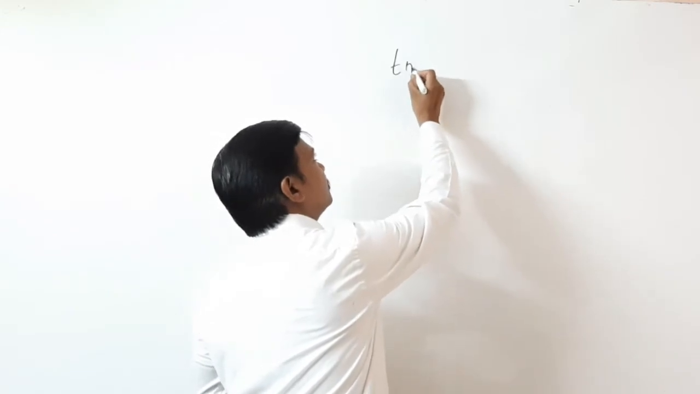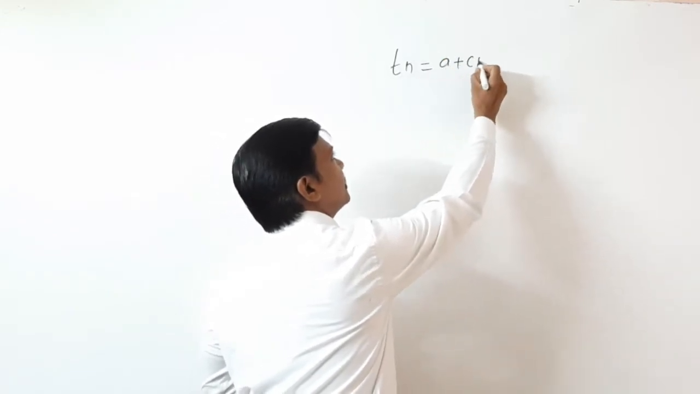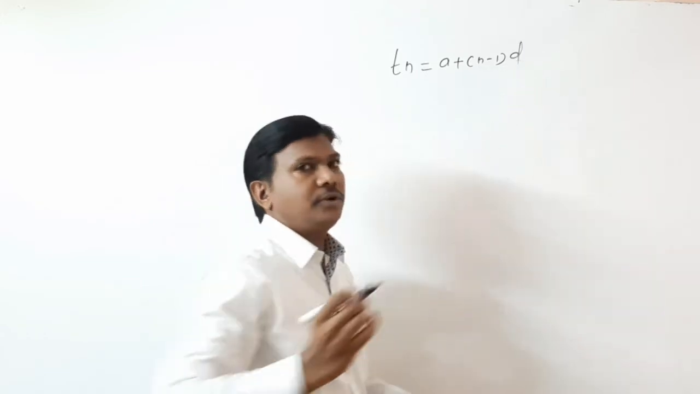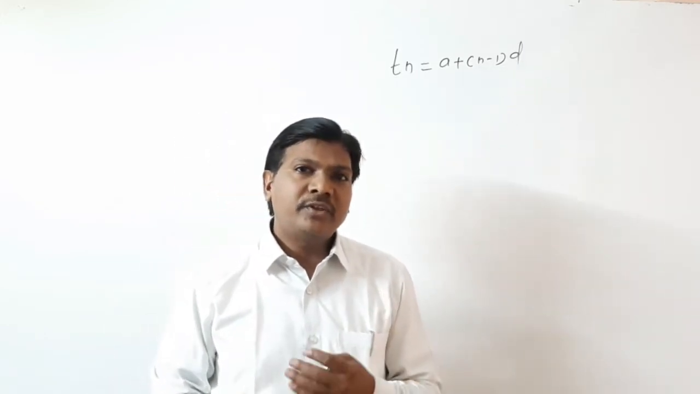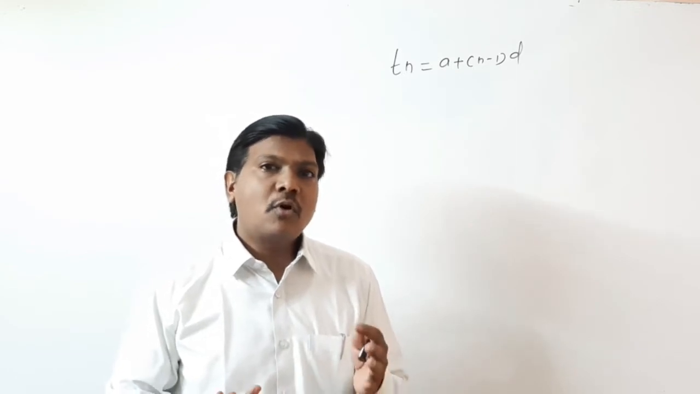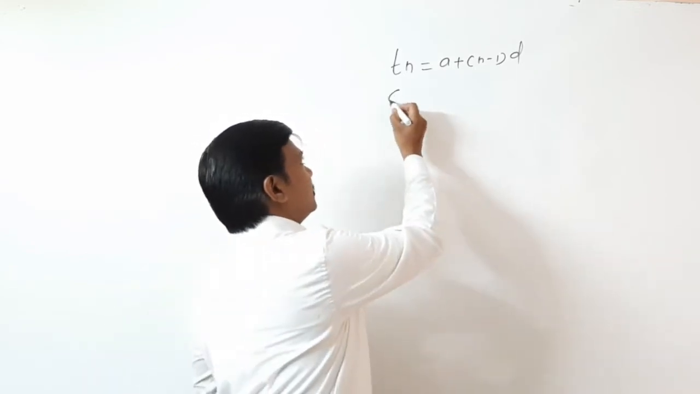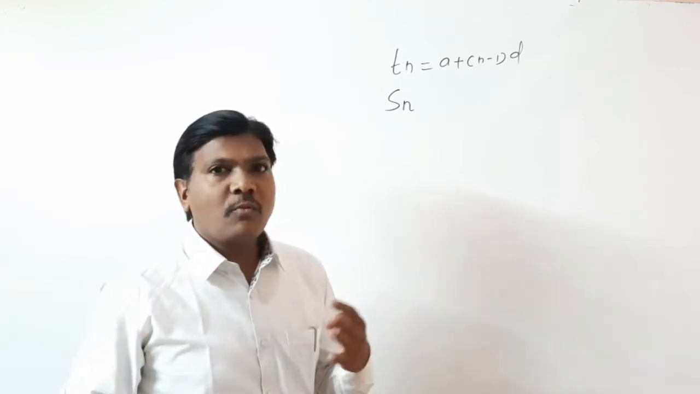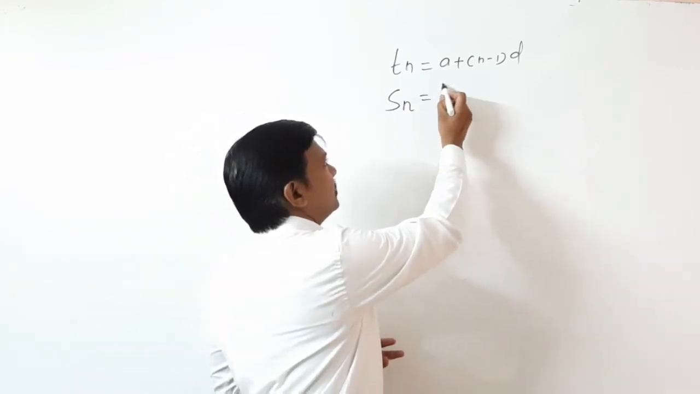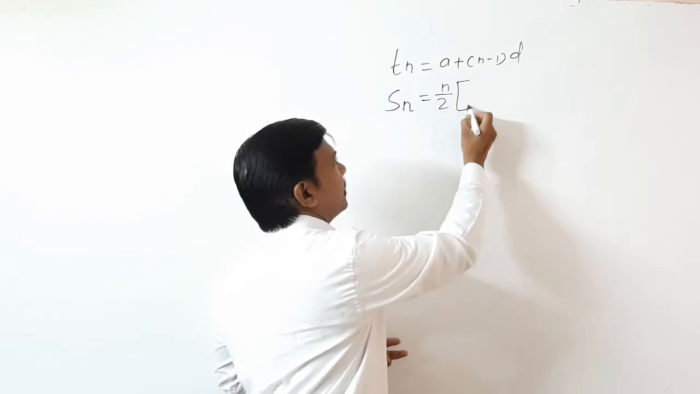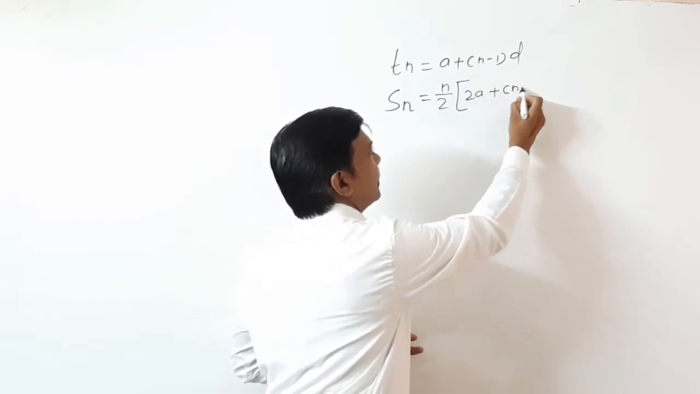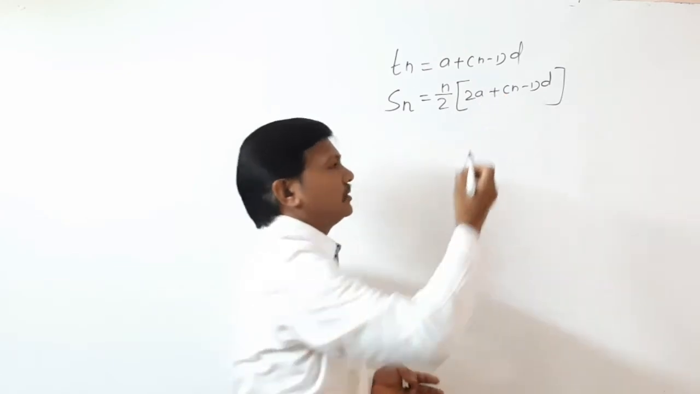Hello students. Last time we saw the formula for the nth term, that is Tn equal to a plus (n minus 1) into d. Today we will see the formula for the sum of n terms, that is Sn. Sn means sum of n terms. So the formula is n upon 2 into bracket 2a plus (n minus 1) into d.